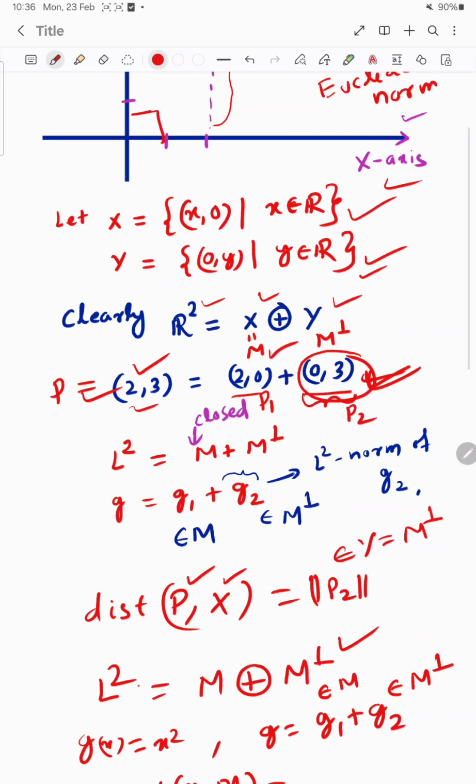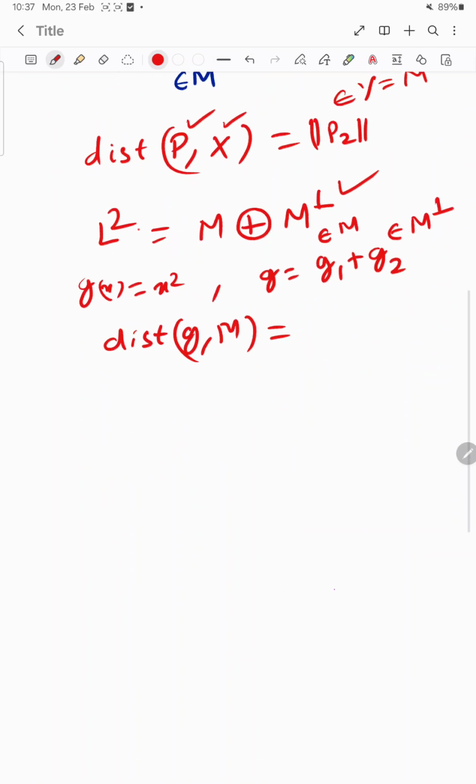Here in this question, the orthogonal complement of X is equal to Y. So X perp is nothing but Y. Okay, this is the orthogonal complement. So if we can write an element g is equal to g1 plus g2, where g1 belongs to M and g2 belongs to M perp, then the distance of g from the set M is nothing but the norm of g2, the L2 norm of g2. This is the L2 norm. Okay, L2 norm of g2.